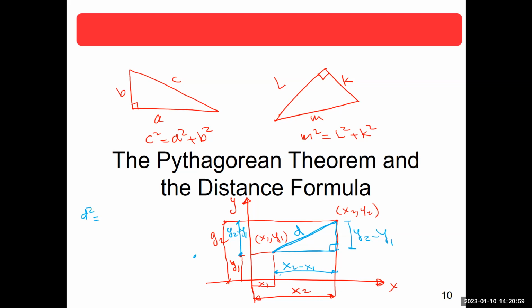Well, the other one is x2 minus x1 squared. It's like this is A. So if I call this C, then C squared equals A squared, which is x2 minus x1 squared, plus y2 minus y1 squared, which is like the B squared. Okay.